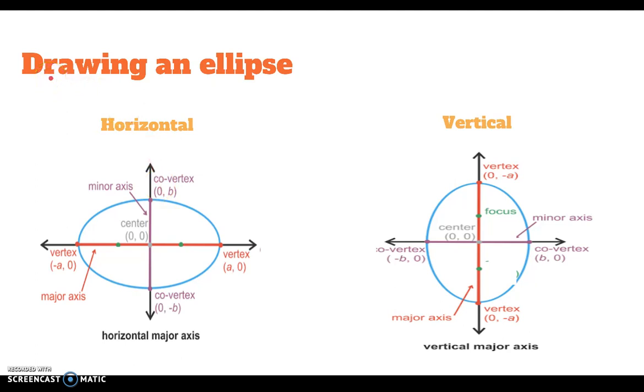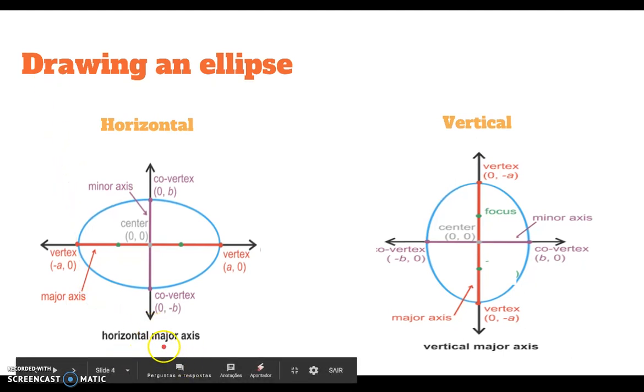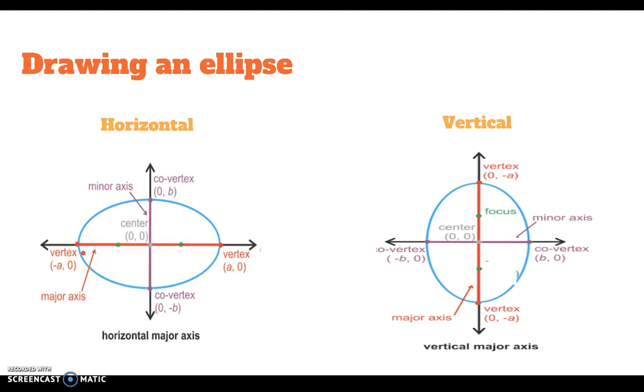And now drawing an ellipse. It can be horizontal or vertical. In this case, it's called horizontal because it has a horizontal major axis, represented by the red line here. This is the major axis as it has the major length. And also the minor axis, in this case the vertical one, is the purple line here. Then there's the center, vertex, and vertex.